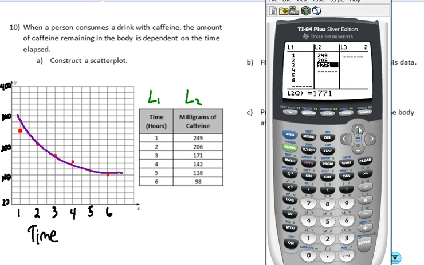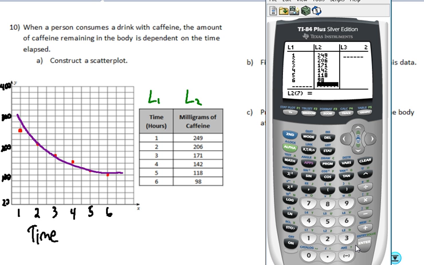I typed in 1771. Just type over it. Go back to where you made the mistake, type over it, hit enter. It'll replace it. 142. Next number, 118, and 98. All right, so we got our table in there.